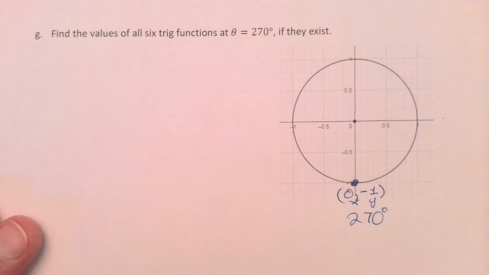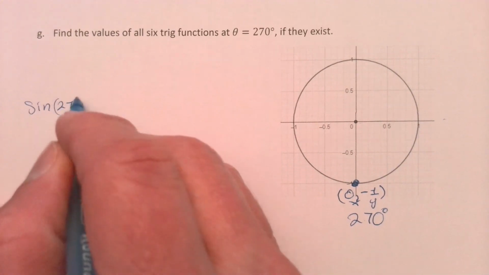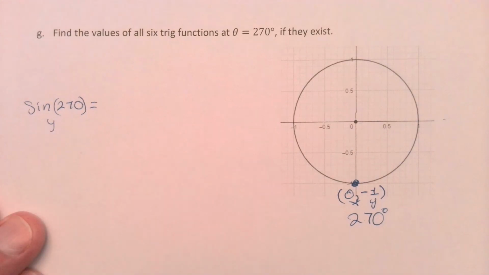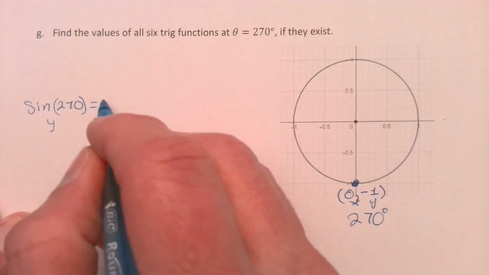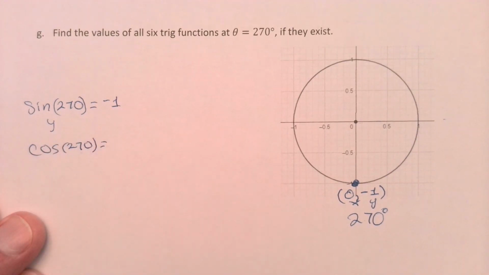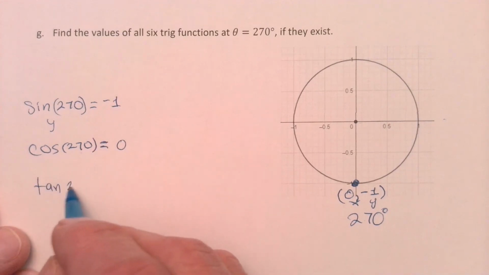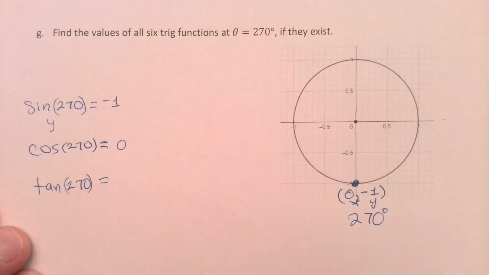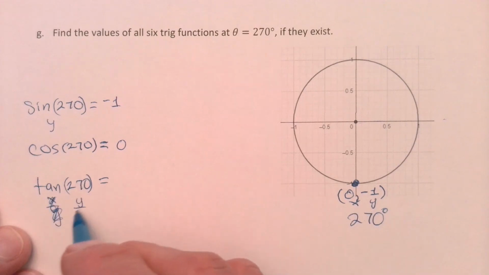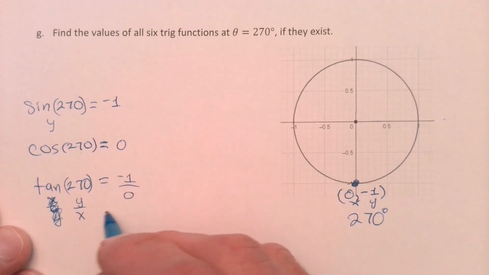All right, let's go through these quickly. Sine of 270 is just the y value, and that's -1. The cosine at 270 is just the x value, and that's 0. The tangent at 270. Will we be able to write this out? I think we will, because it's x over y, oh, excuse me, I have that backwards. That's y over x, and that is a problem. That's negative 1 over 0, and that is undefined.